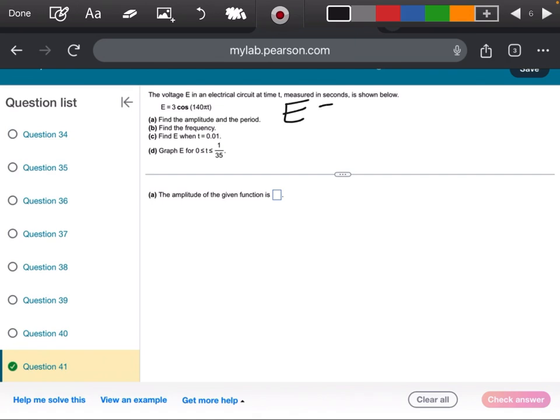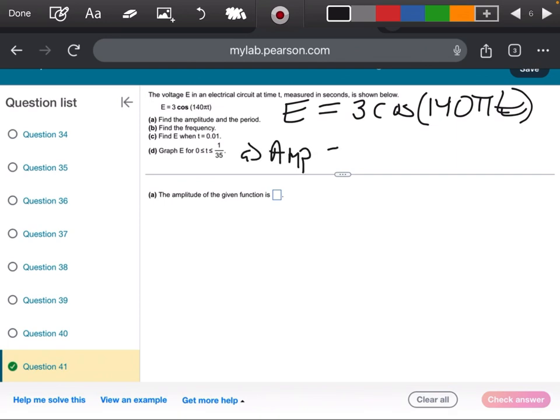I'm just going to write it out. I know it's right there, but I'm going to go ahead and write it out again. So E equals 3 cosine of 140 pi t. Okay, y'all, part A, they are asking us to find the amplitude. So y'all, remember the amplitude is just going to be the absolute value of 3, which in this case is 3. Okay, they're also asking us to find the period.